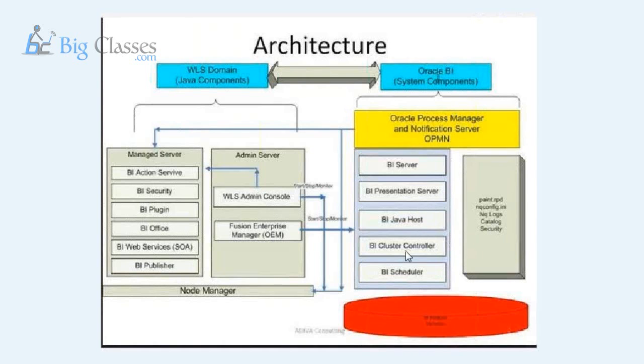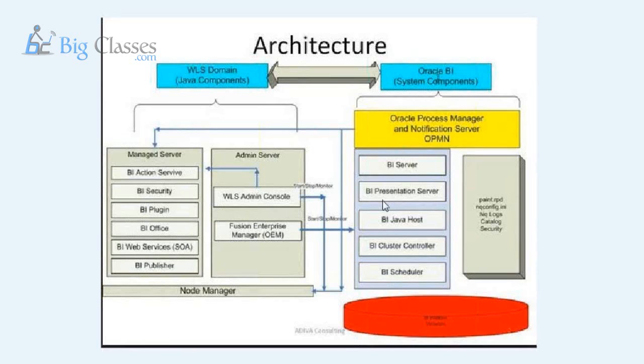Now BA scheduler. For example, you have created one report and you want to send that report to user email addresses. If you want to schedule that report on a daily, weekly, or monthly basis, the BA scheduler will take care of that automatically. Every day the trigger will fire and the report will be sent to the user email addresses. That is the use of BA scheduler.